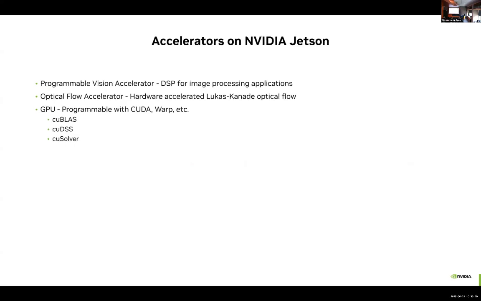We have a lot of accelerators on NVIDIA Jetson platforms. So we have a programmable vision accelerator. It's a DSP for image processing tasks. We also have an optical flow accelerator, so a traditional Lucas-Kanade optical flow accelerator. And then, of course, we have the GPU and some libraries that you might be interested in, such as cuBLAS, cuDSS, cuSolver, Warp, of course. All of these can be used to basically implement, for example, backend SLAM systems.